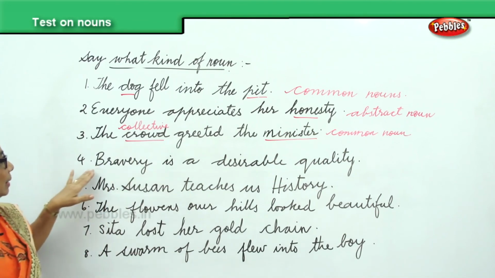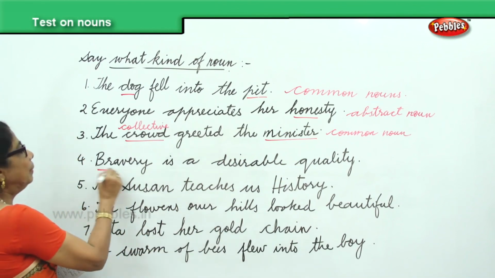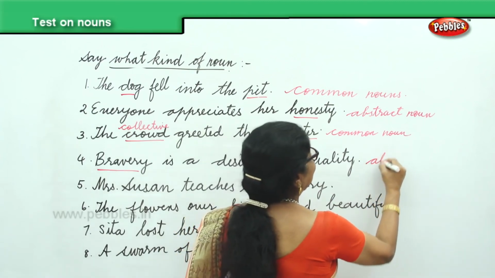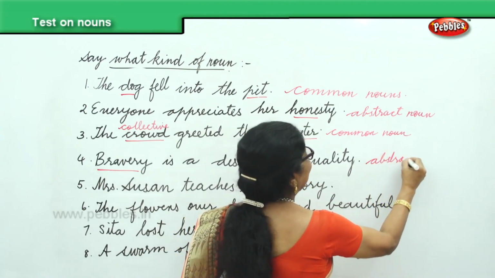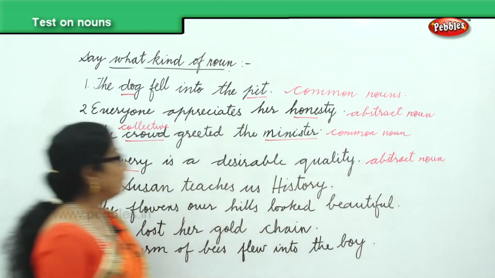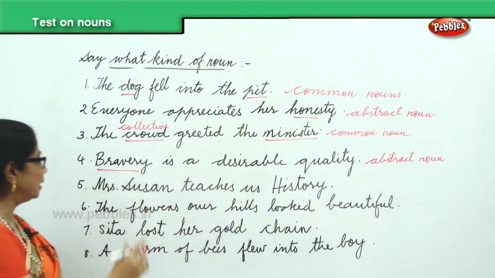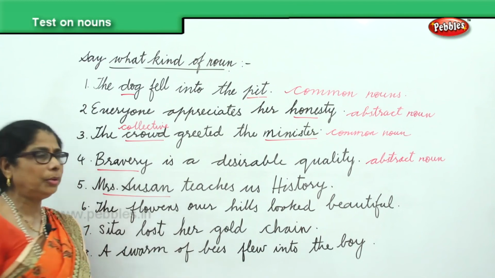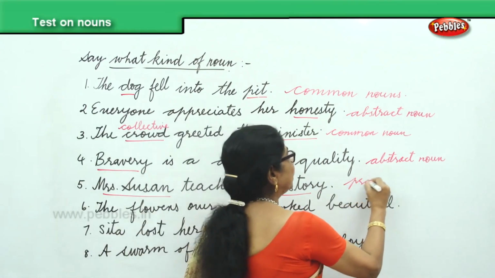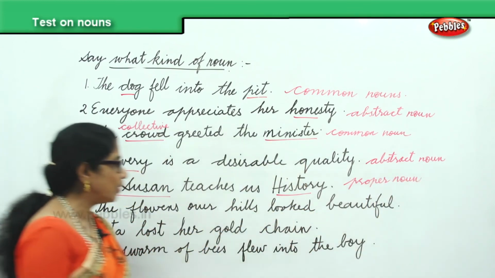In the fourth sentence, bravery is a desirable quality. Bravery, that is an abstract noun. In the fifth sentence, you have Mrs. Susan teaches us history. Mrs. Susan is a proper noun and history is also a proper noun. So we have here proper nouns.